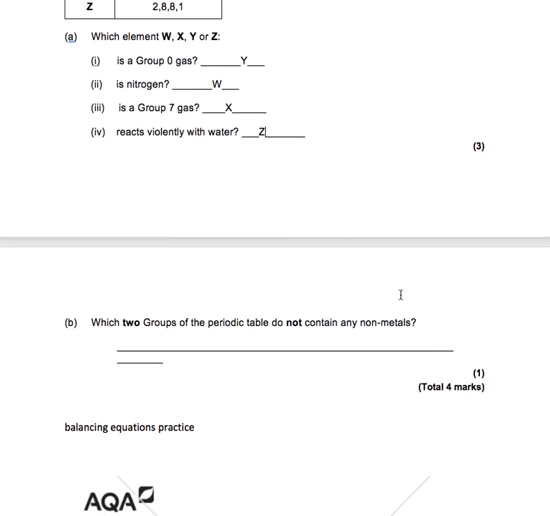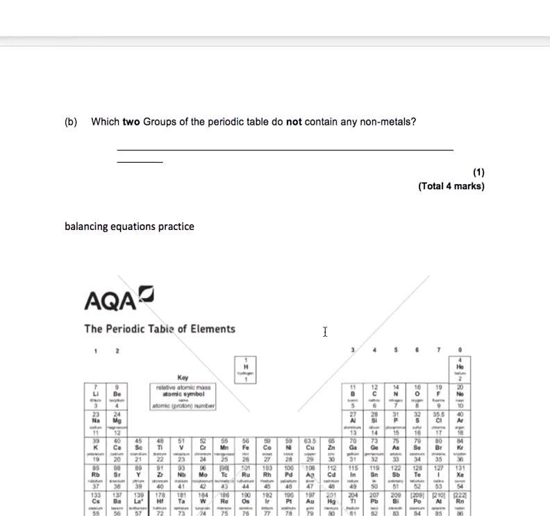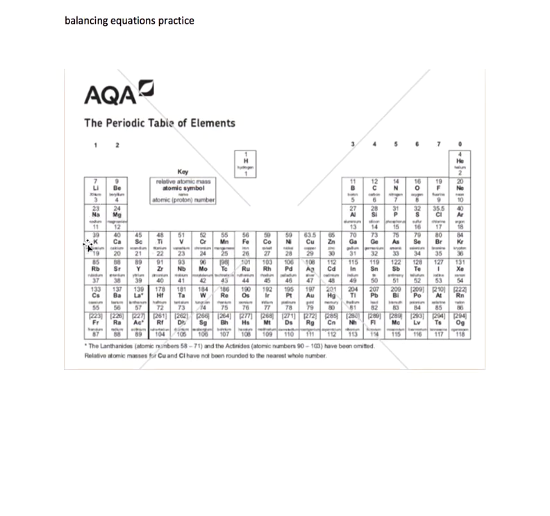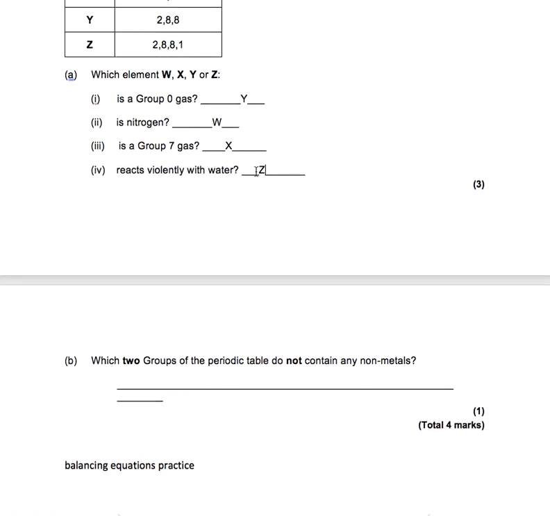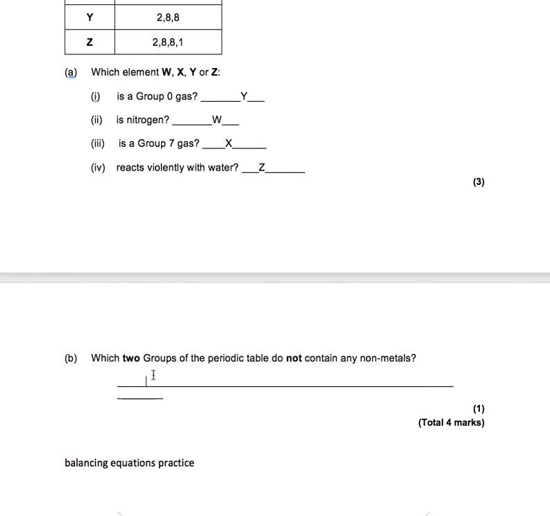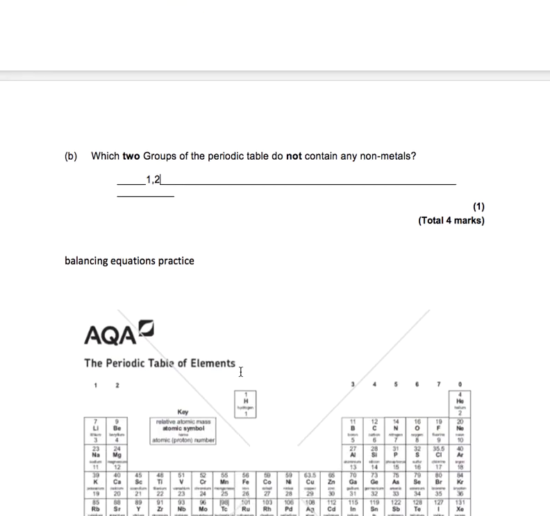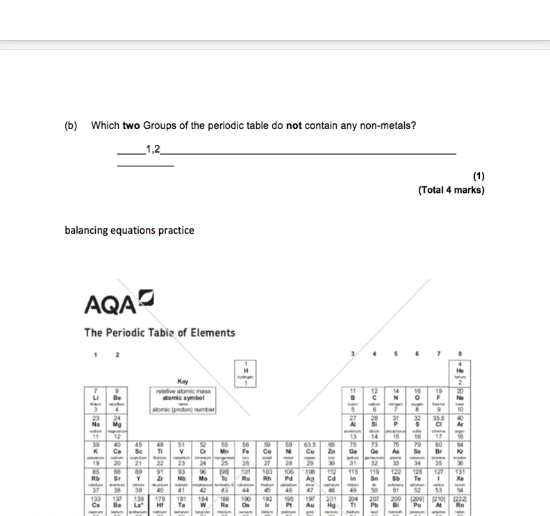So, which 2 groups of the periodic table do not contain any non-metals? Well, let's have a look. They're all metals. So we have groups 1 and 2. And there it is. I will come back to balancing equations.